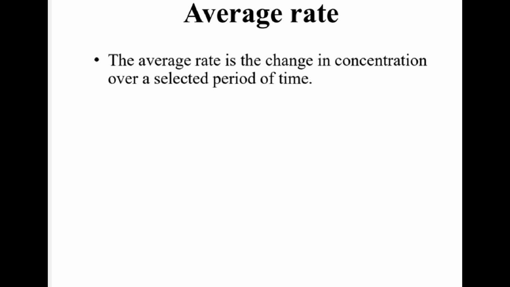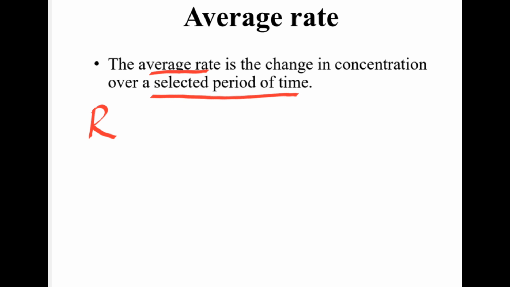Now let us see these terms. Average rate. So the average rate is the change in concentration over a selected period of time. So rate can be defined in terms of reactants or products.